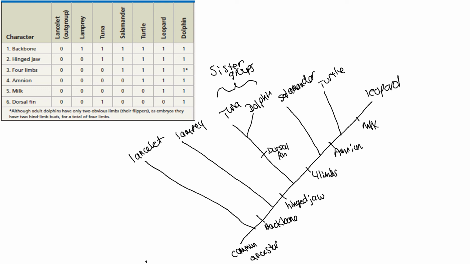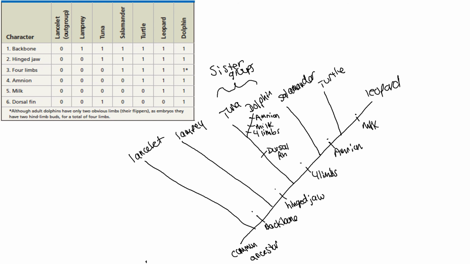Now, however, we need to add in some things regarding the dolphin because we know that the dolphin also has an amnion and milk as well. So now we have amnion and milk. Now, it actually does have four limbs, so we're going to go ahead and put four limbs here. And there's another way we could do this. We could put four limbs with the hinged jaw back here, and then put tuna no four limbs. But it makes more sense to do it this way.